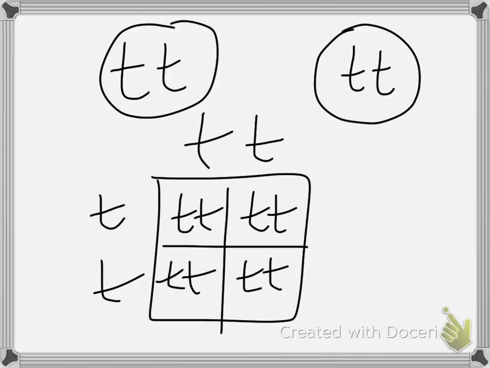Okay. Tomorrow we are going to start dihybrid crosses. Dihybrid would mean how many traits are we crossing? 2. Di is 2.